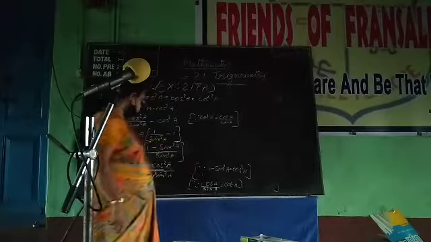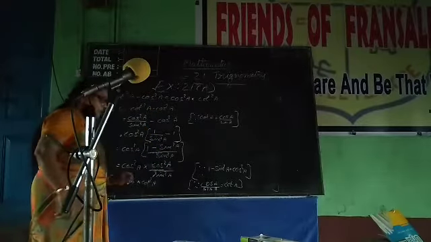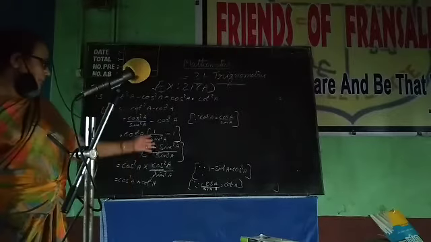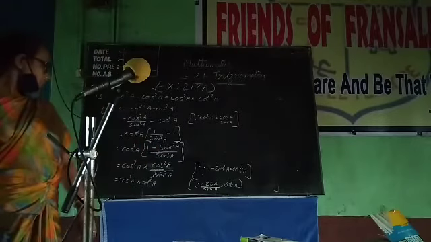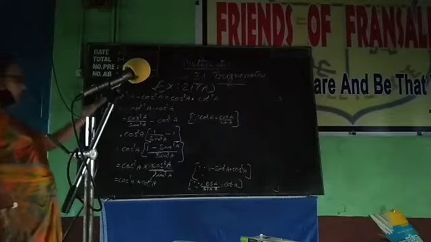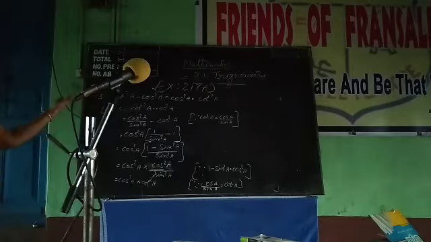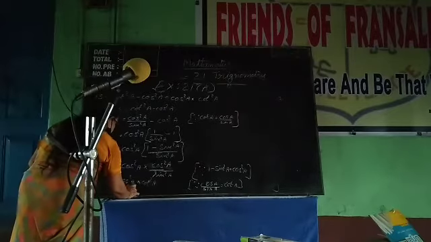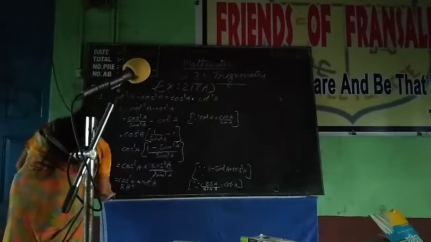Keep this board slanted, cut the nail. Henceforth, we got the right hand side now. Cosec square A into cot square A, we got it, which is equal to RHS. Therefore, LHS is equal to RHS.